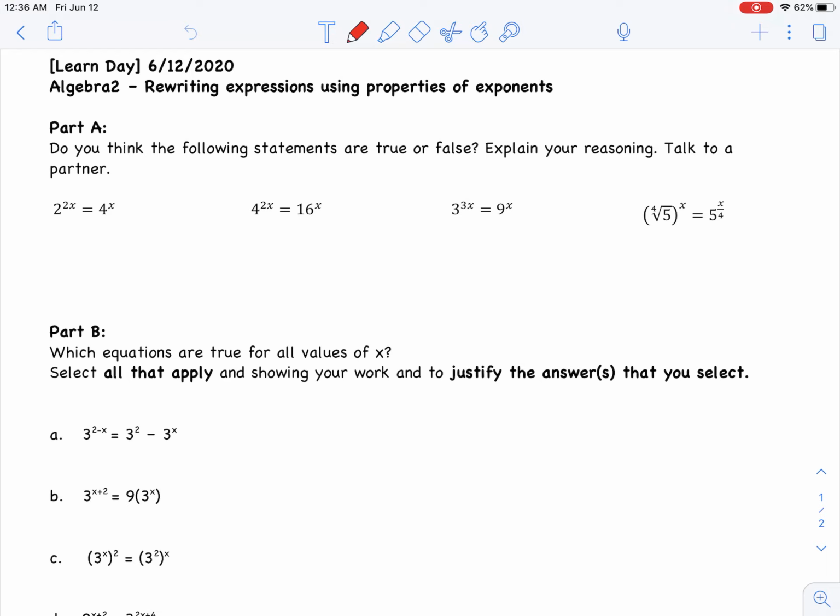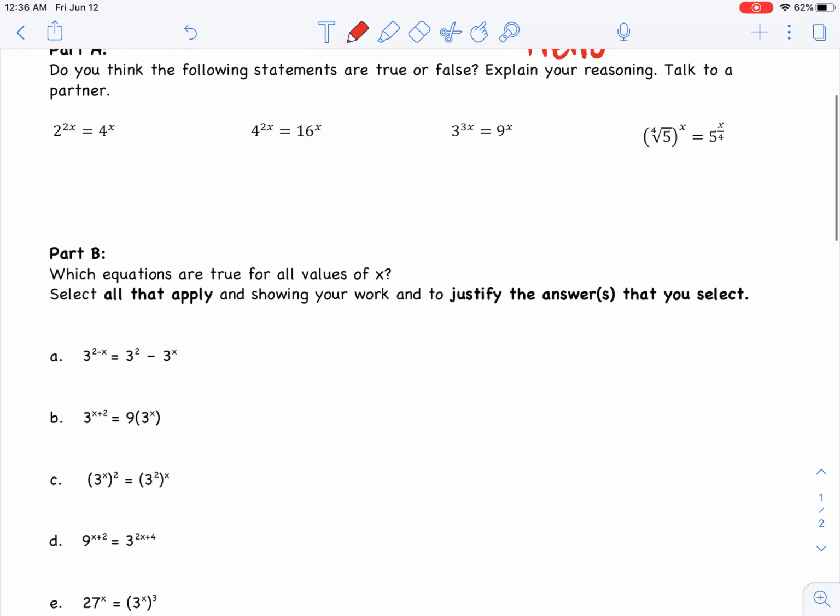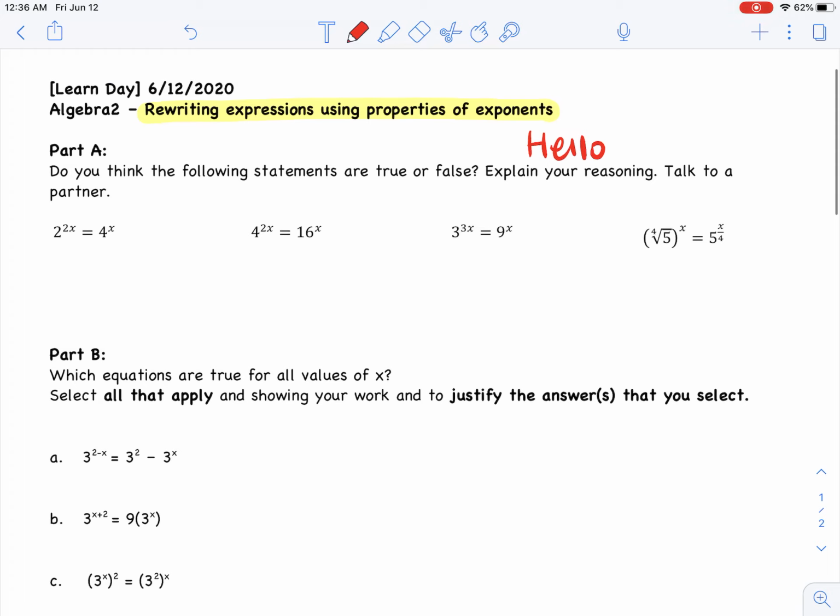Today we will do this, rewriting expressions using properties of exponents. You know what, guys? You don't see my hand, right? Because I figured it out. So now I'm not showing my hands, but I can still write it. Like this, right? It's cool. Why did I figure it out at the end of the year? I should have figured that out in March, right? But anyway, I'm getting better every single day.